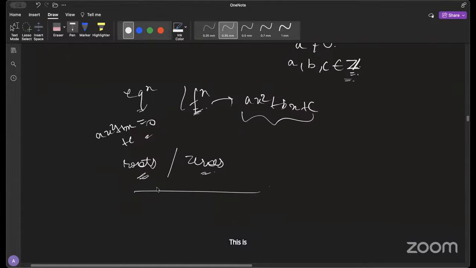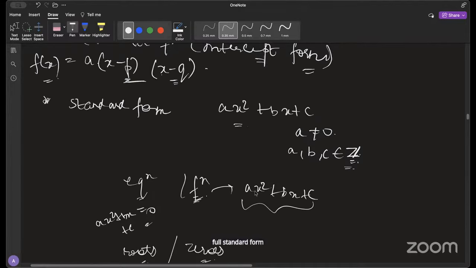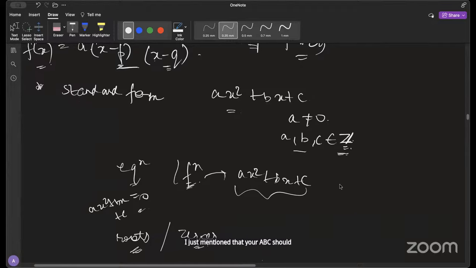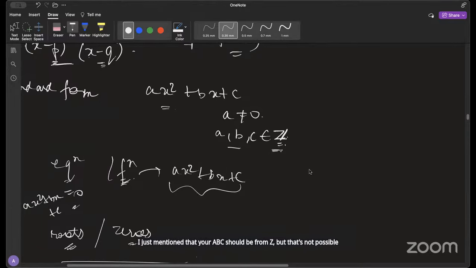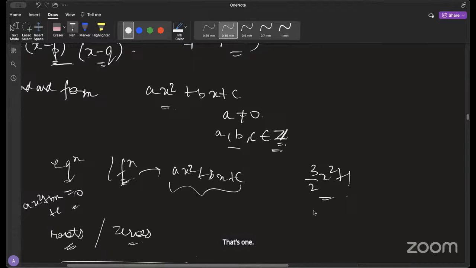This is it. And then let's just do one thing here, where we'll try to convert an equation from intercept form to standard form. So when you have standard form, I just mentioned that your a, b, c should be from Z, but that's not possible when you have a function. Let's just say you have been given 3 by 2 x square plus 1. Now, if this is your function, you cannot have these coefficients as integers, right? You can't change these things, otherwise your function is going to change.